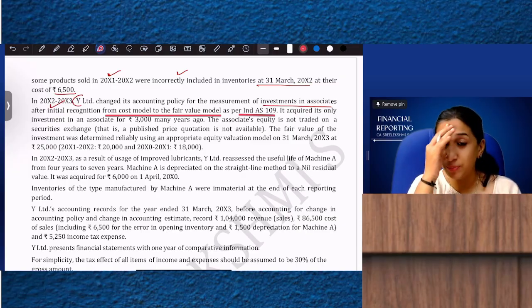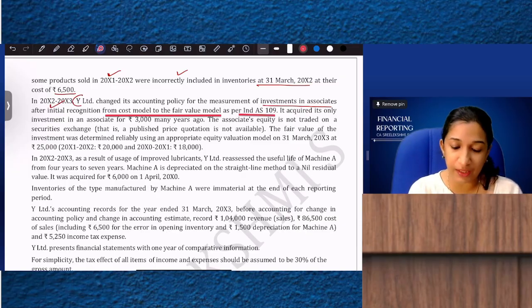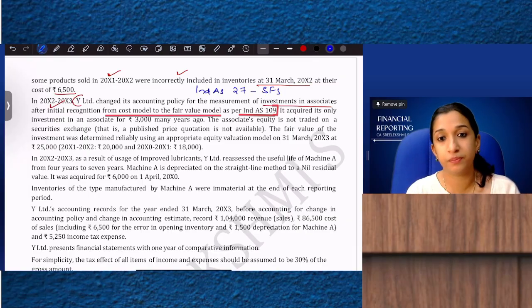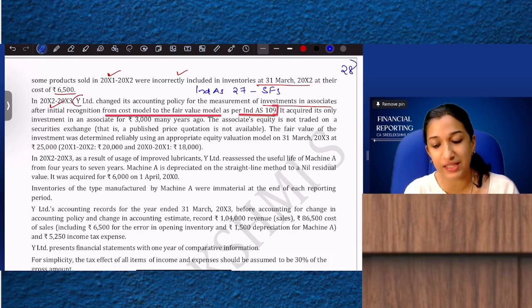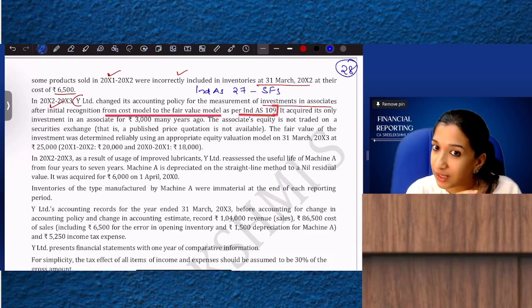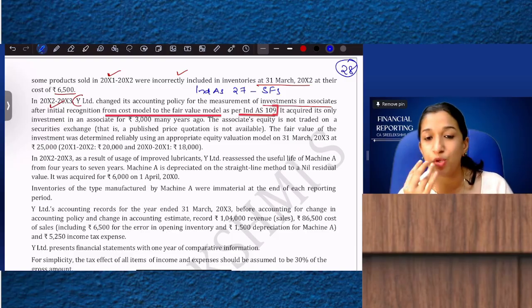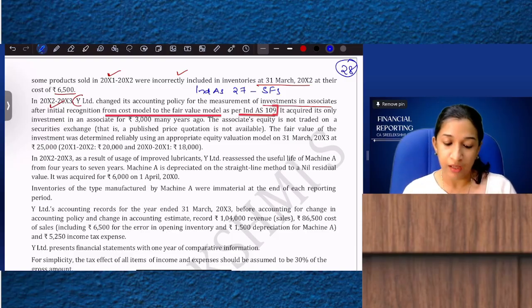Okay. So there is the change from cost model to fair value model as per Ind AS 109. See, this is with regard to Ind AS 27, separate financial statements. If you have an associate, you should prepare consolidated financial statements as per Ind AS 28. Now, when you prepare separate financial statements, that investment can be recorded either at cost model or as per 109, that is fair value FVTPL or FVTOCI.